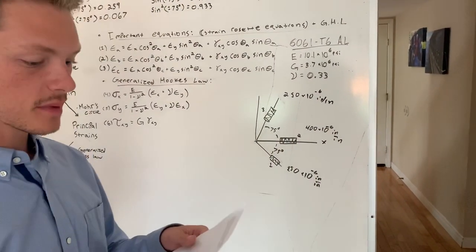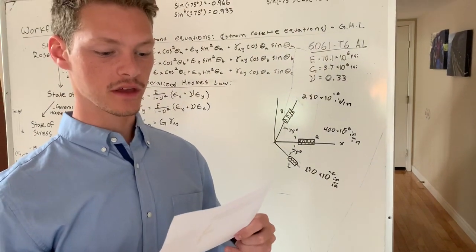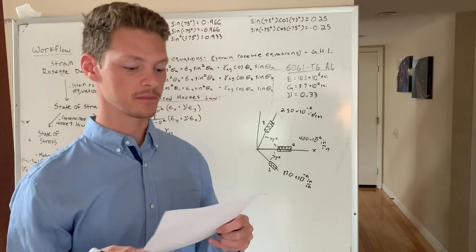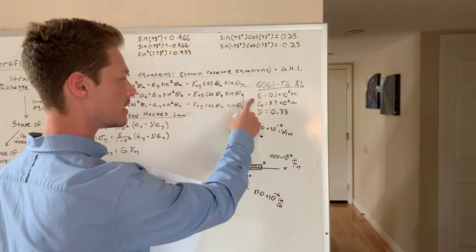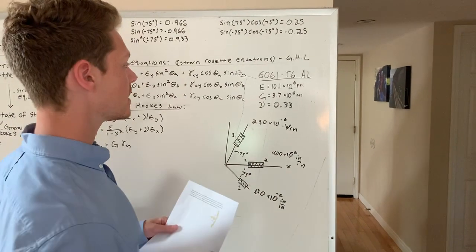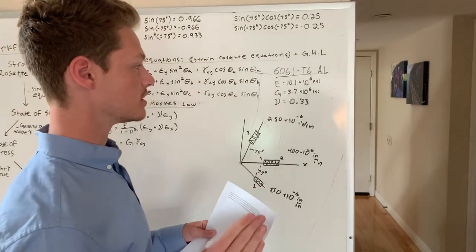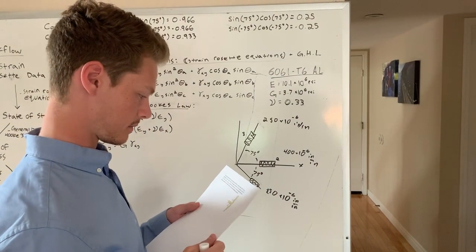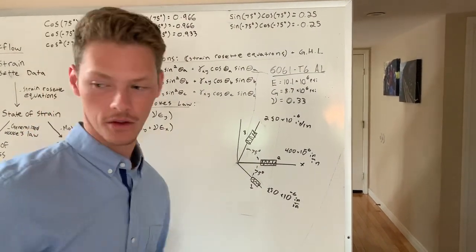All right, it also specifies that we're going to be working with 6061 T6 alloy aluminum. I already have the constants up here. E is the modulus of elasticity, G is the modulus of rigidity, and V is Poisson's ratio. All right, the whole question's on there now.